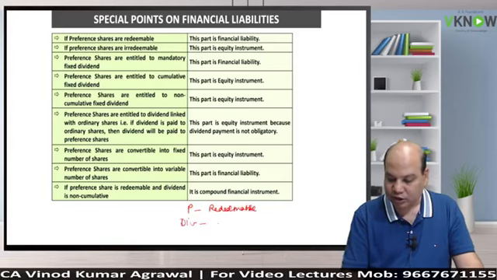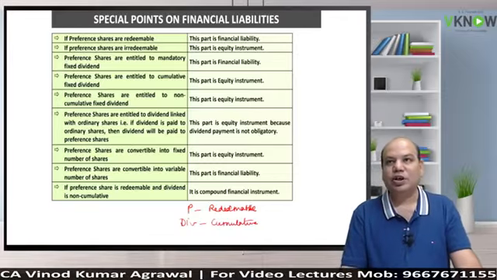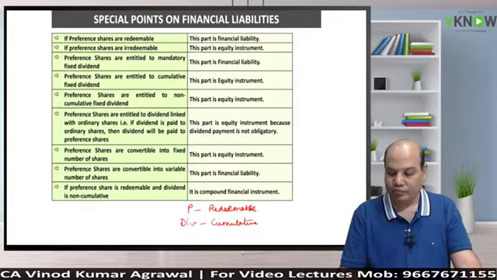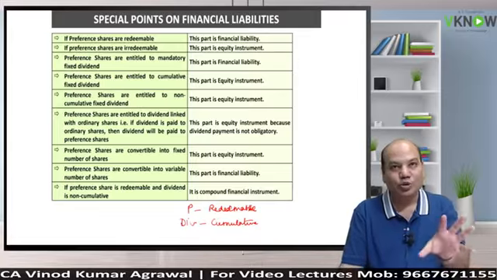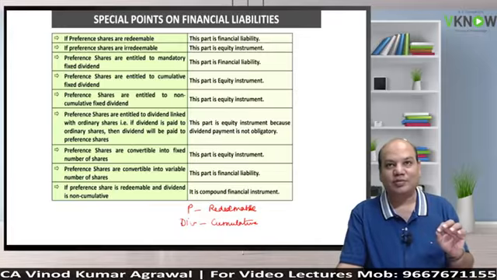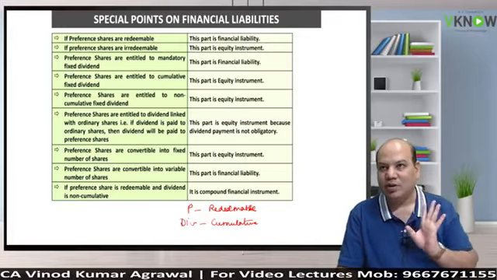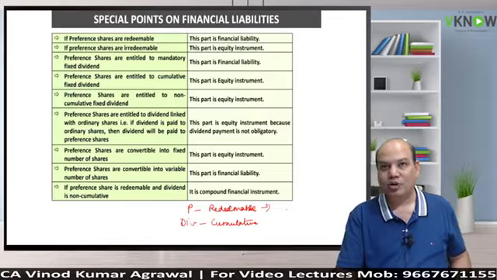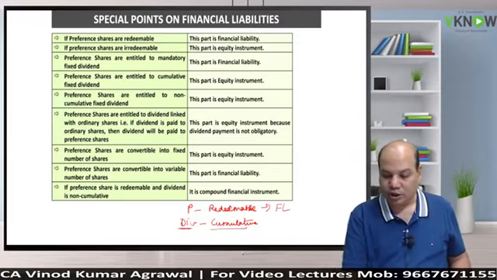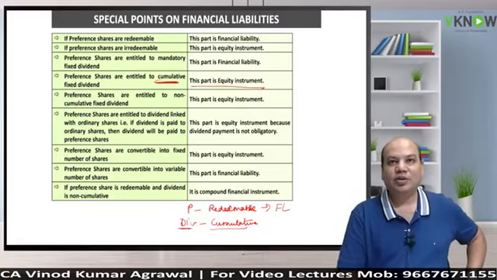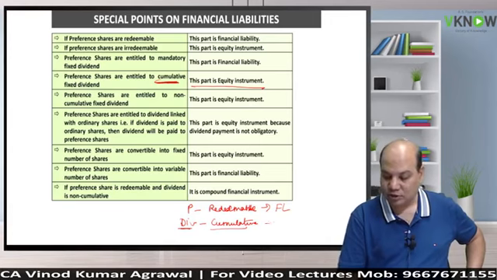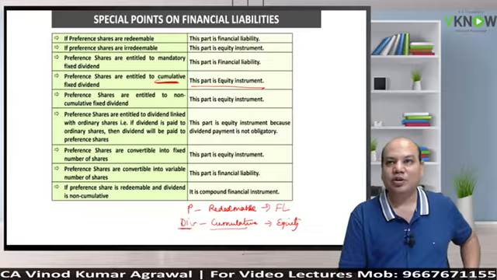Dividend is cumulative. What is the nature of this preference share? You have to look at the two parts separately. I have given you the hint. Principal is redeemable, which cannot be avoided. This is a financial liability. Dividend is cumulative. Now here I have given you the hint: if it is a cumulative dividend, it is an equity instrument. This part is equity. So what is the nature of the instrument?